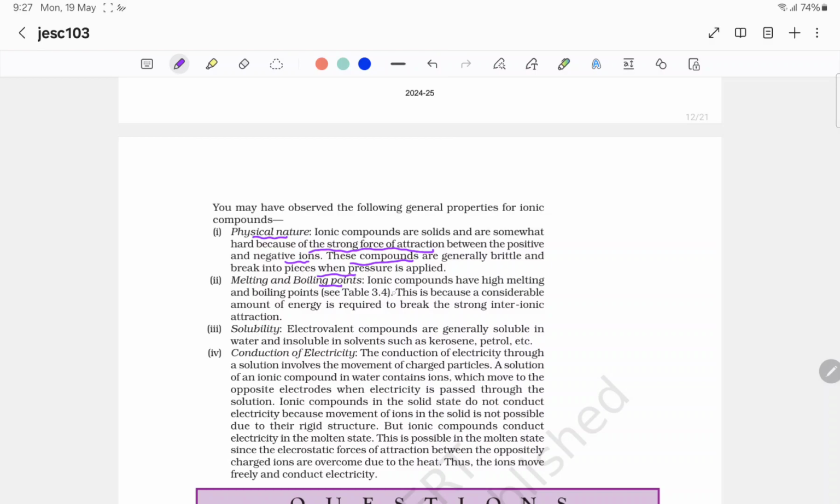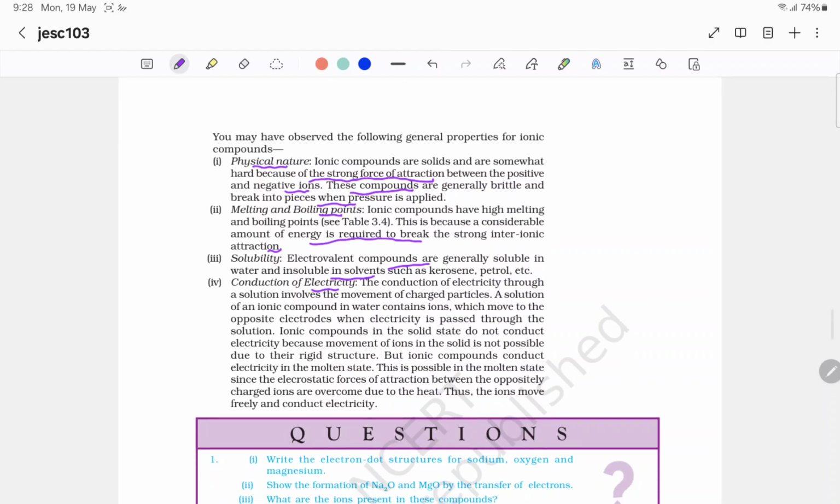Melting and boiling points. Ionic compounds have high melting and boiling points. This is because a considerable amount of energy is required to break the strong inter-ionic attraction. Solubility. Electrovalent compounds are generally soluble in water and insoluble in solvents such as kerosene, petrol, etc.